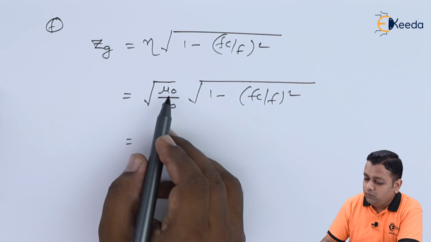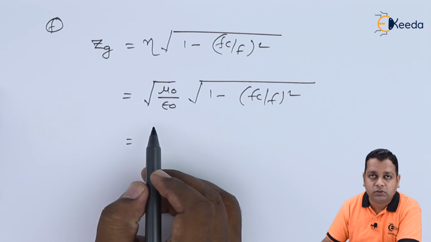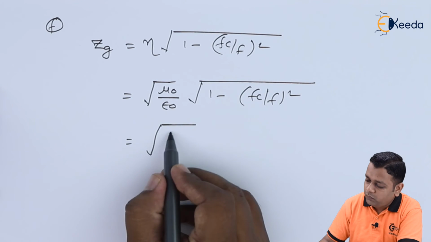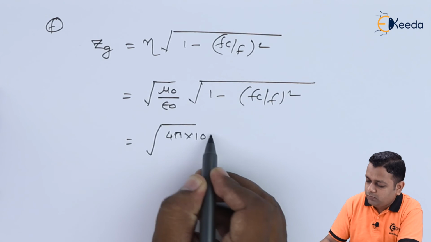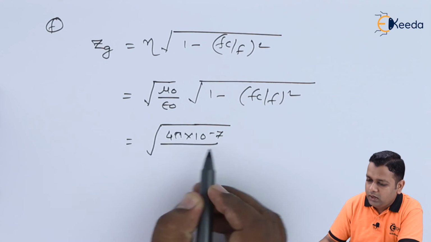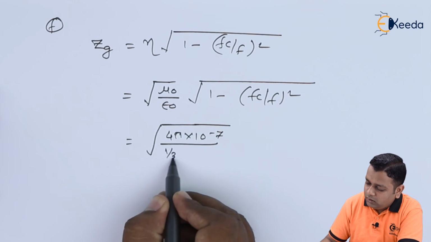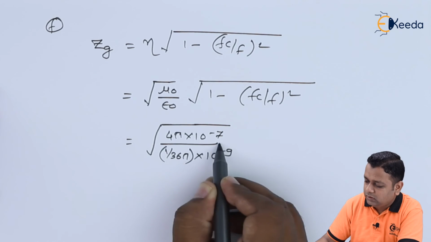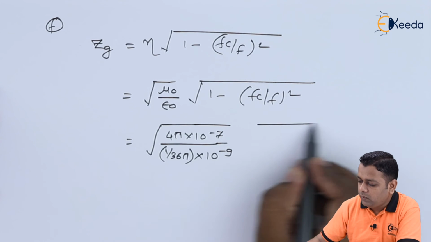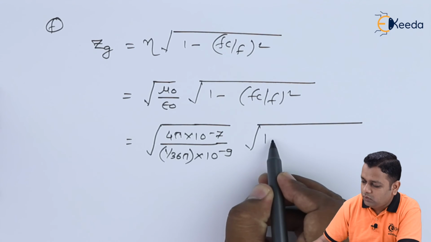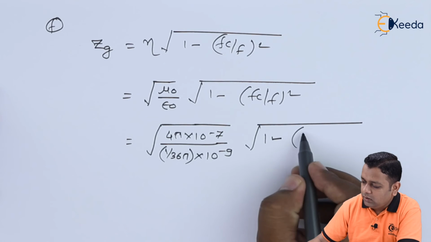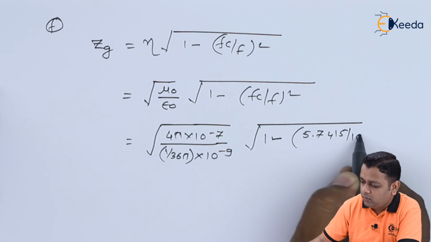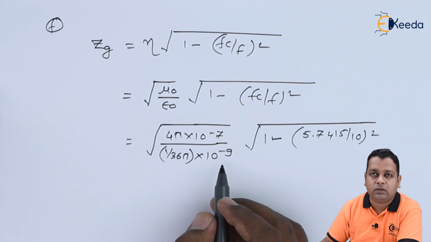Now we know the values of mu 0 and epsilon 0, so therefore we take it to the form square root of 4 pi into 10 raised to the power minus 7 divided by 1 by 36 pi into 10 raised to the power minus 9 here, and here we multiply it to that of square root of 1 minus, here we have 5.7415 divided by 10 to be squared here.